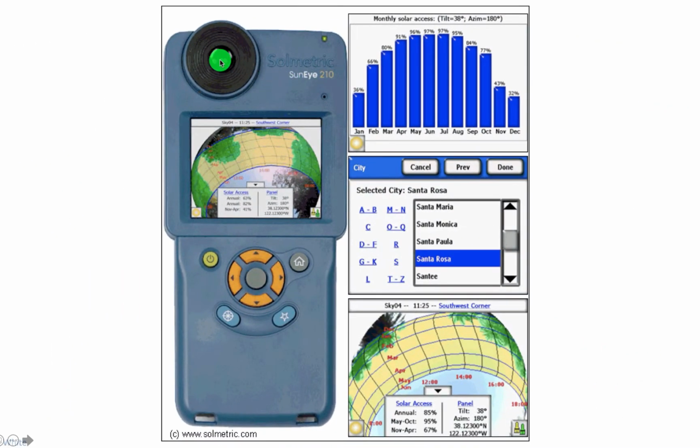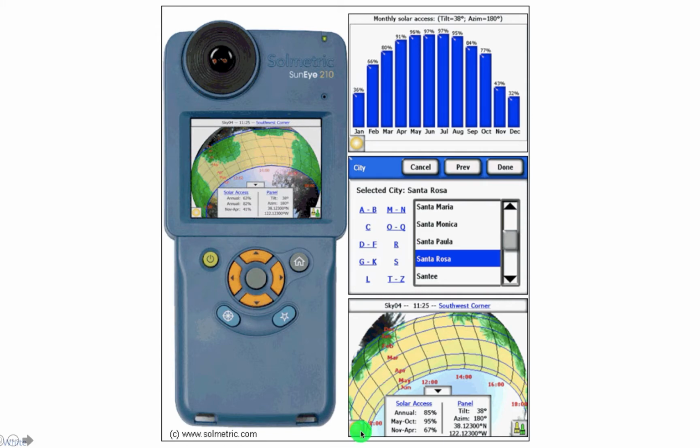What we have here is a fisheye lens. Inside is an electronic bubble level. There's an inclinometer to measure tilt, and there's a compass. There's also usually a GPS in one of these things. You can use the GPS, or you can just pick your city. Up top is a bar graph telling you how much percentage of optimal solar energy you would get in the different months. There's picking the city in the middle, and they call this the skyline view.